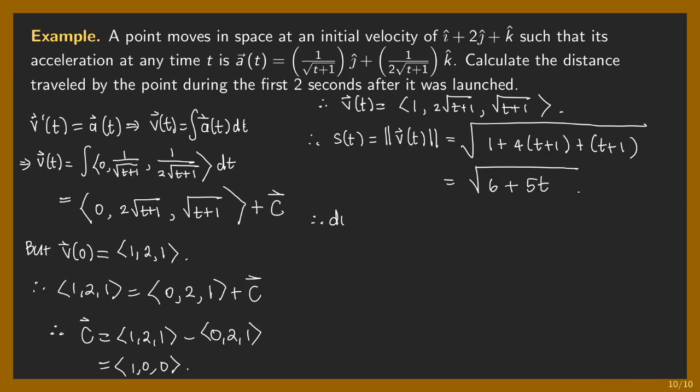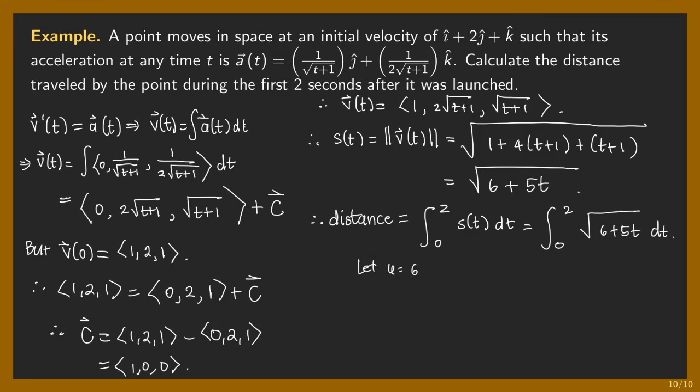Therefore, the distance traveled during the first 2 seconds is the integral from 0 to 2 of s of t dt. In this case, it is the integral from 0 to 2 of the square root of 6 plus 5t dt. Finally, let u be 6 plus 5t. Then du is 5 dt. So we need a factor of 5.